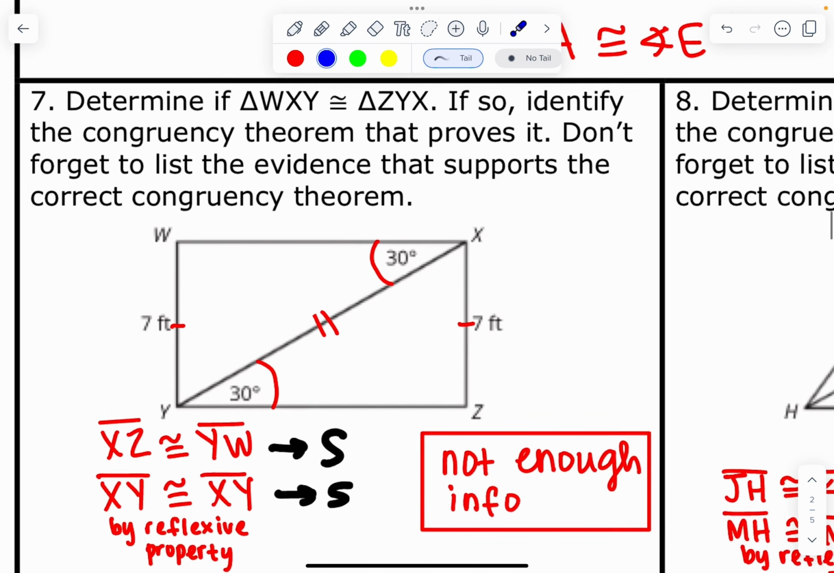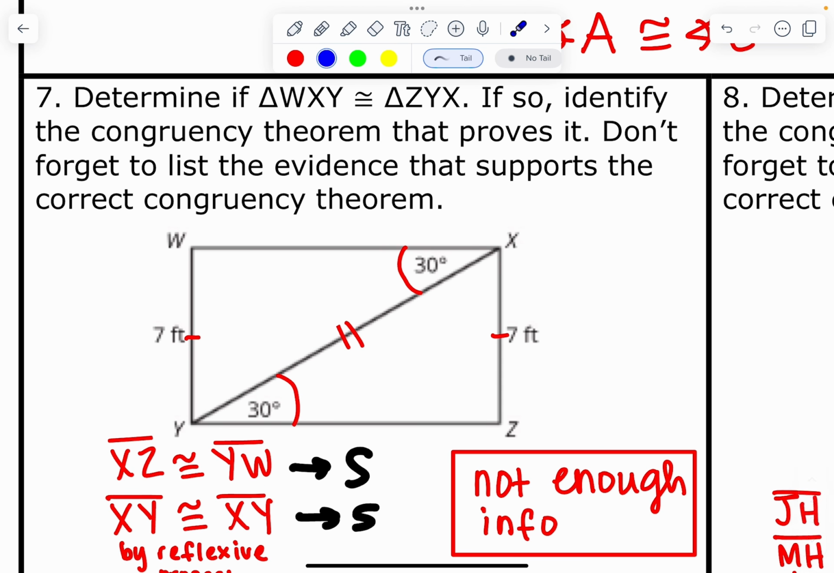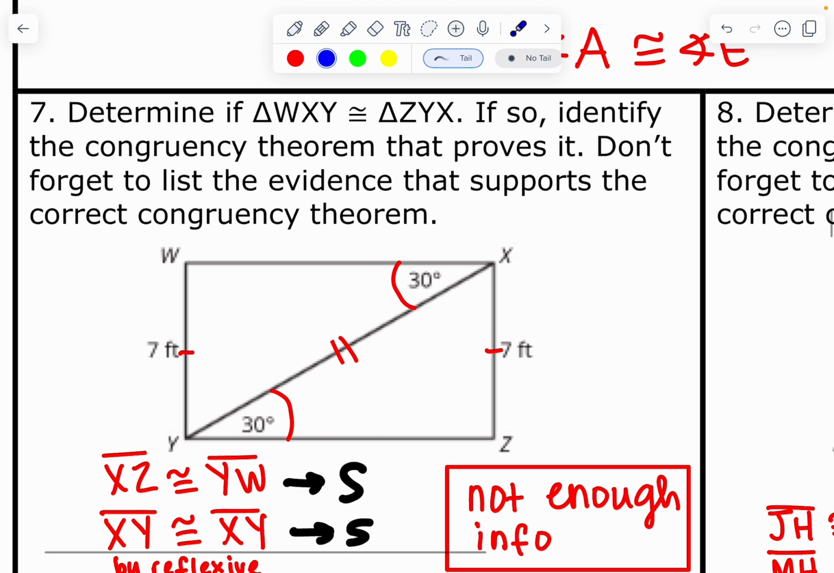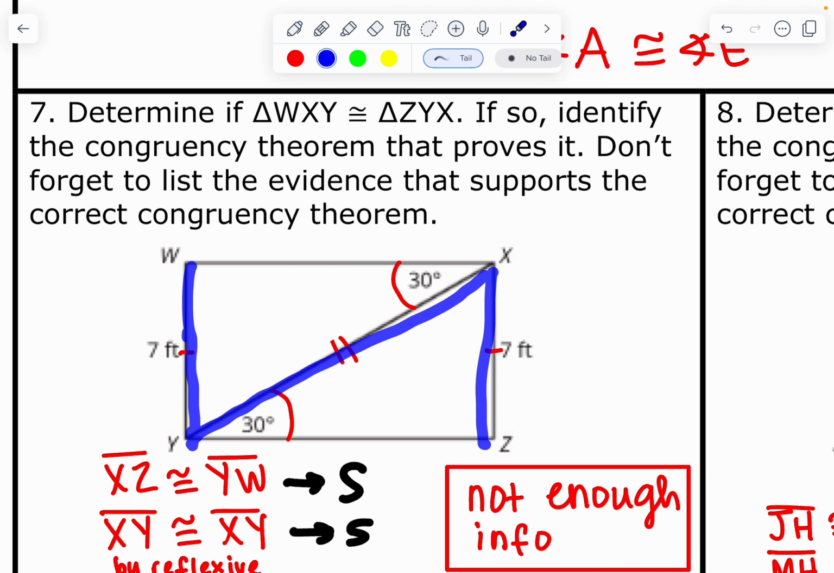Number 7, determine if these triangles are congruent, and if so, identify the congruence theorem that proves it. Don't forget to list the evidence. So off the bat, we see that we have a side that's congruent in both. We have another side that's congruent in both, and then we have an angle that's congruent in both. I'm going to say that again.